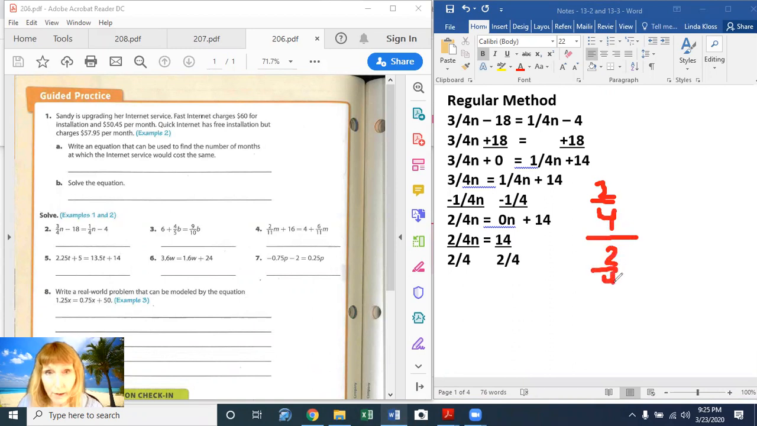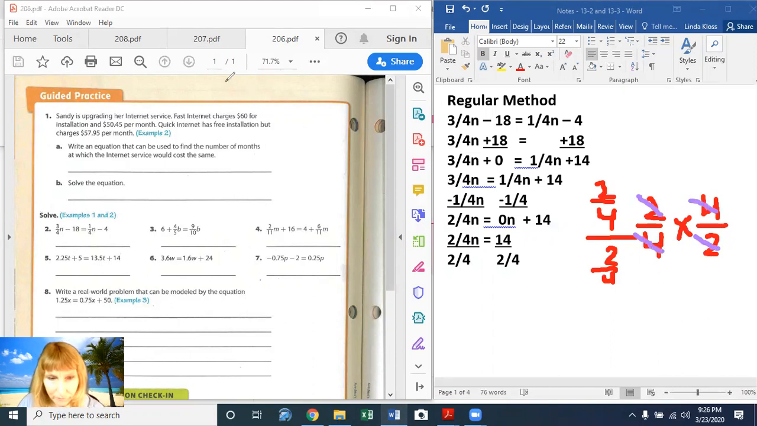When you divide fractions, it's the same as multiplying the top fraction by the reciprocal of the bottom fraction. And the reciprocal is just taking the top number, the 2, and putting it on the bottom, and taking the 4 and putting it on the top. So it's flipping the fraction on the bottom. So now if I do that, I have the 2's, which cancel out, and I have the 4's, which cancel out, leaving me with just 1.